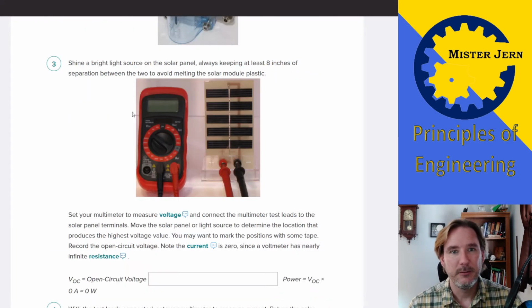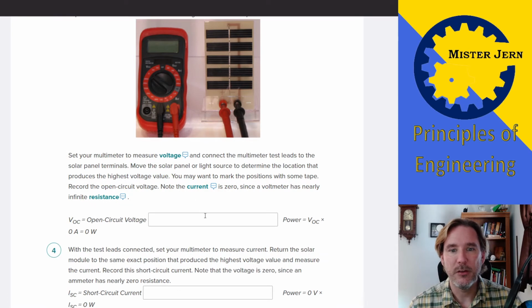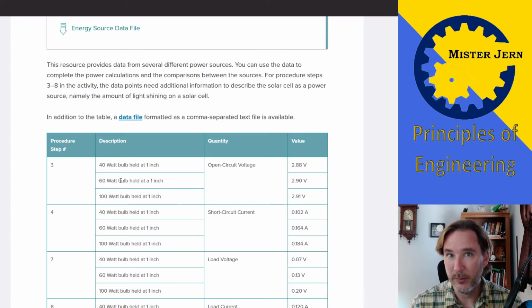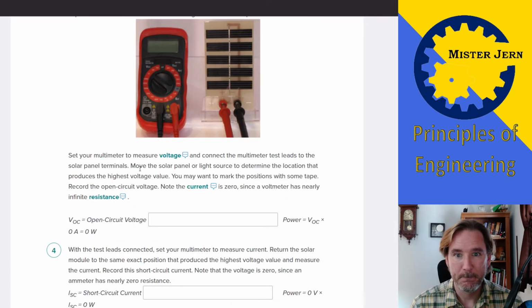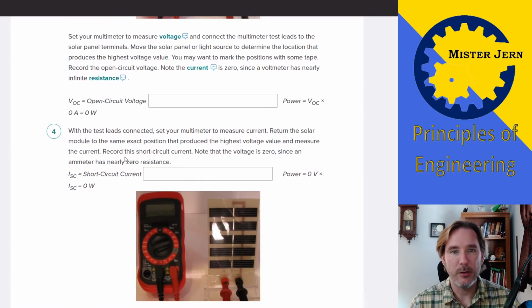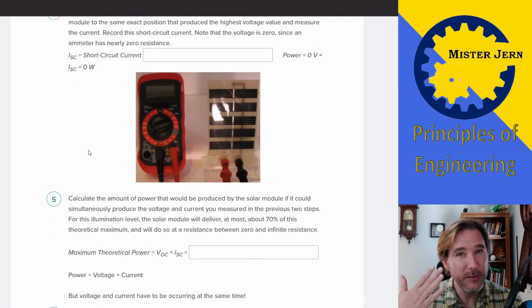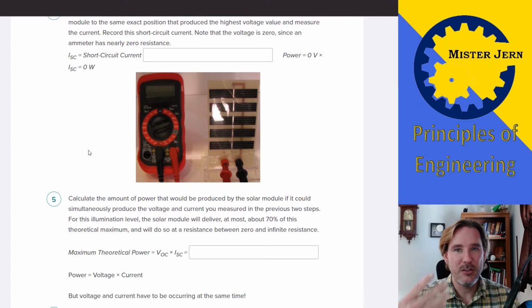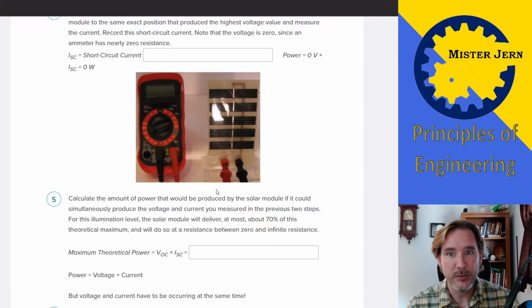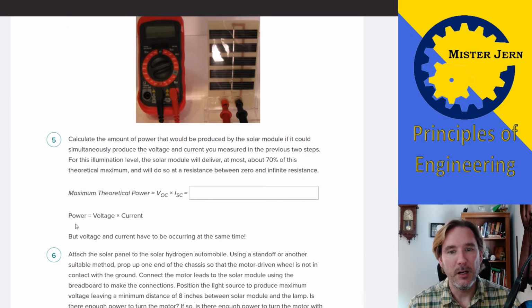Going back to here, you record it for each of those things. So you would have not just one, there's only one box here, but you're going to have to record the 3 trials. If you read the directions, you can see exactly what's going to be happening. Then you're going to proceed to step 4, and instead of measuring voltage, you're going to be measuring current. Just read through these, try to picture the situation, look at the photos to get an idea what's going on here. Power, then you're going to calculate in step 5.